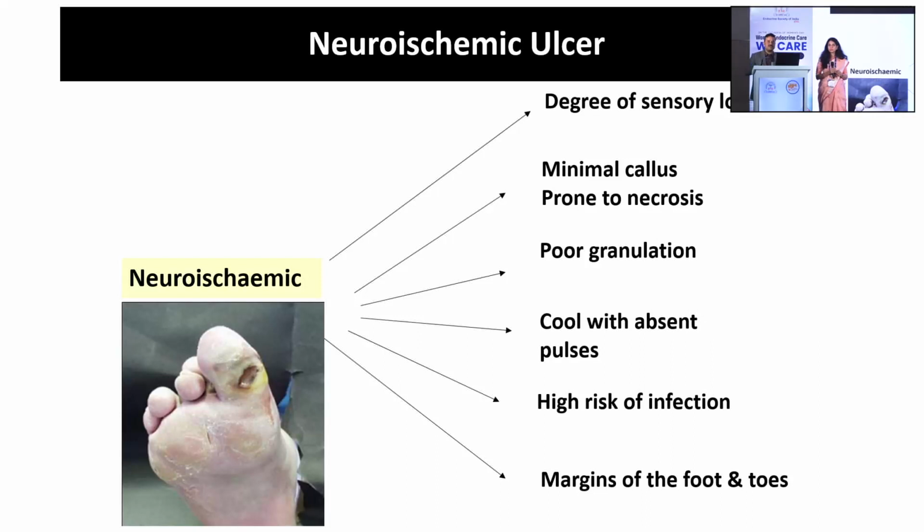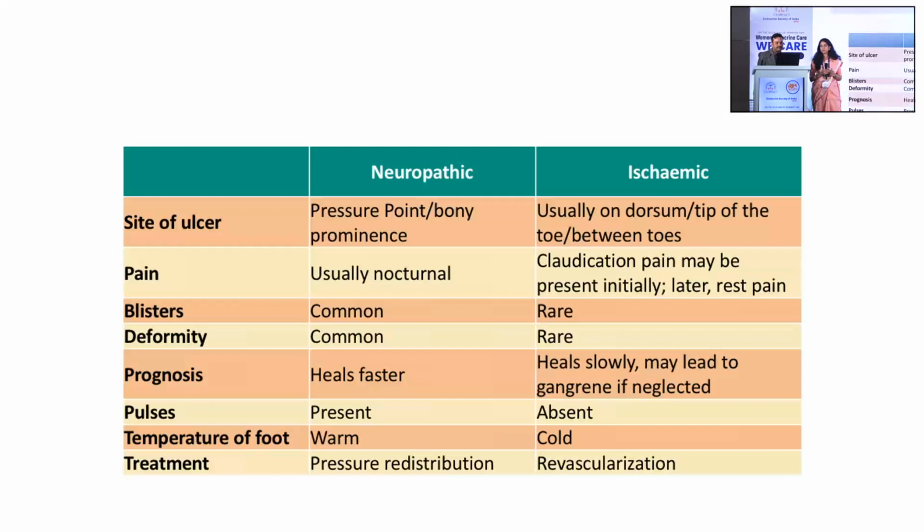Now if the combination is there, we call it a neuroischemic ulcer. There would be a degree of sensory loss, there would be a degree of vascular loss, and there would be minimal callus, prone to necrosis. The pulses may be absent or may be very feeble. High risk for infection, and they are usually neuroischemic infected ulcers. Margins of the toes and foot are usually affected.